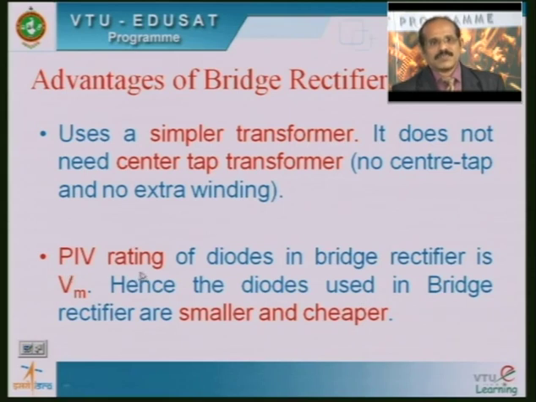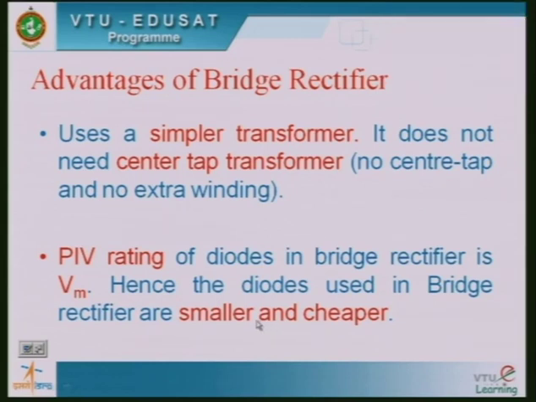PIV, as I told you, means peak inverse voltage rating. It is defined as the maximum negative voltage that can be applied across the diode when it is reverse biased. In the center tap configuration, the PIV rating is 2 Vm. However, in the bridge configuration, the PIV rating of the diode is Vm. So the advantage is that when the PIV rating decreases, the size and bulkiness of the diode used in the rectifier reduce, and the cost of the diode also reduces.